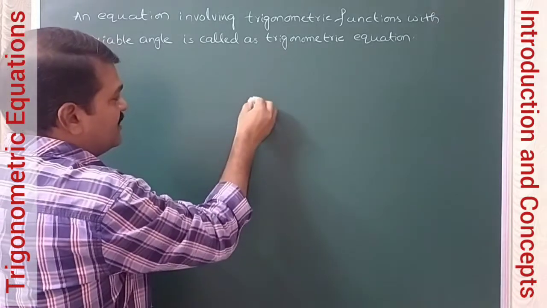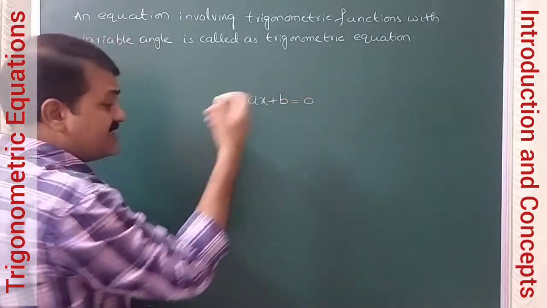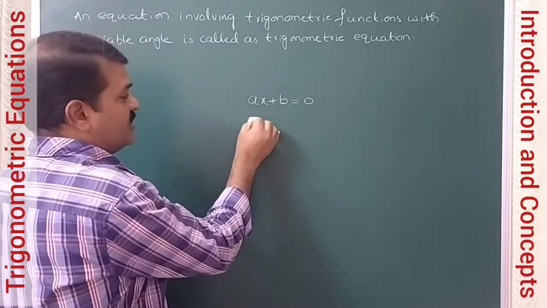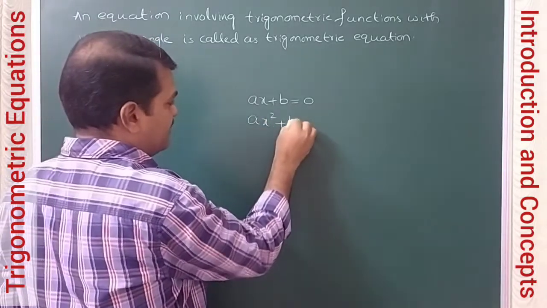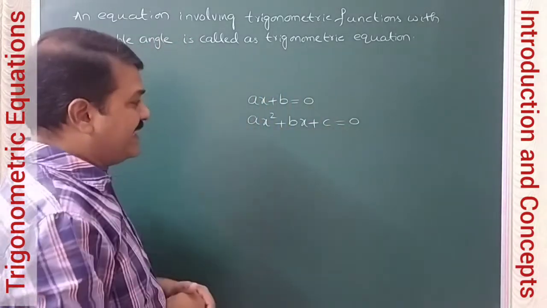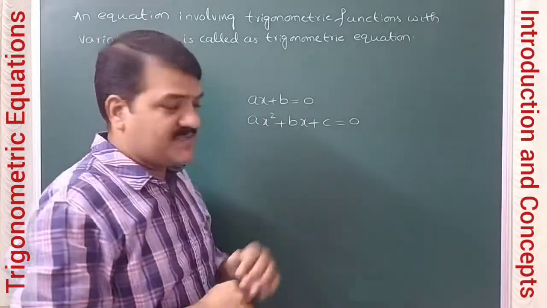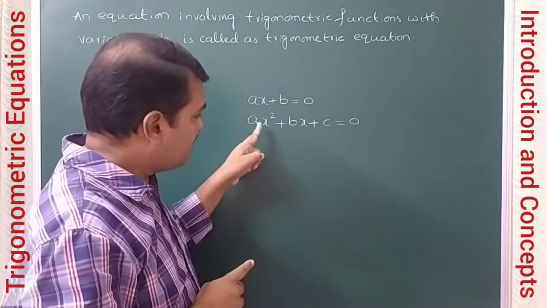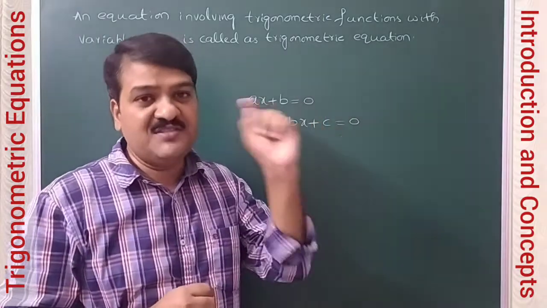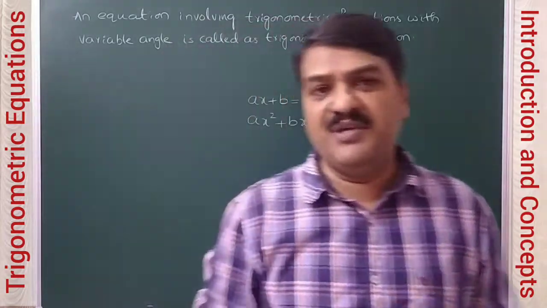Basically we know that if you write ax plus b is equal to 0, this represents a linear equation with variable x. If we write ax square plus bx plus c is equal to 0, this represents a second degree or quadratic equation with variable x. Now in place of the variable x, if we have trigonometric functions, then that equation will be called a trigonometric equation.